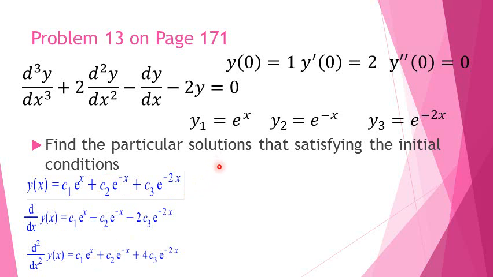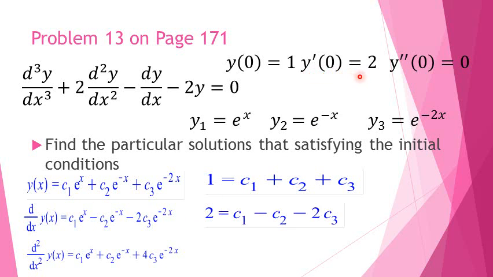Now that I have them, I can plug in the first initial condition, which is this one. So y at 0 needs to be equal to 1, and all the x's become 0, so we get this expression. I do the same thing for the derivative, so here's the derivative initial condition. I plug in that information, I get this equation, and then I do the same for the second derivative, and I get this expression. So I have three unknowns and three equations. You should be able to solve this.